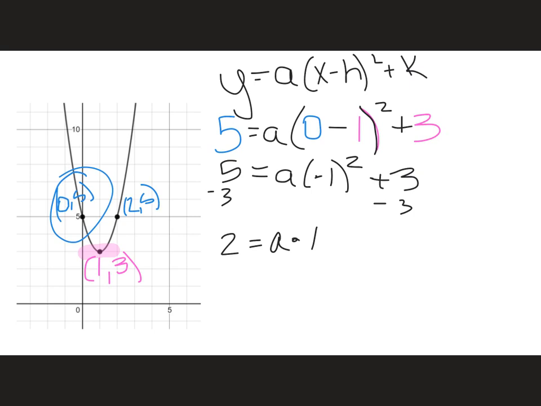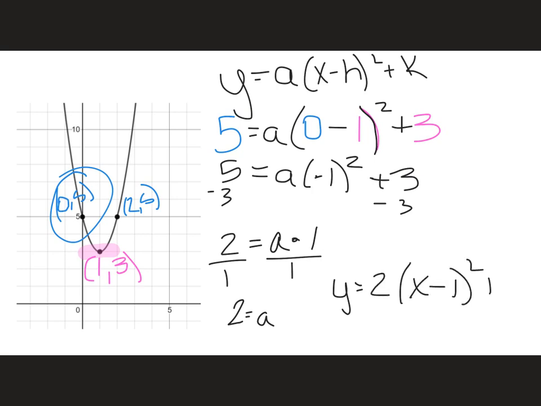And then I really don't have to divide by 1. It doesn't really serve a purpose because the idea is to get to 1. So this one, a is 2. That means our final vertex form is going to be y equals 2 for a times x minus 1 squared plus 3, using the vertex of 1, 3. And that is how you write vertex form equations for quadratics using a point and the vertex.